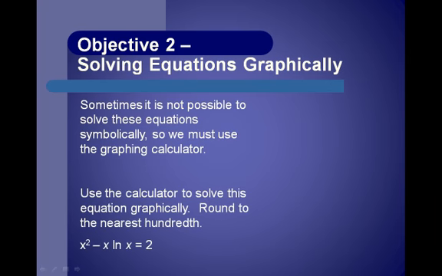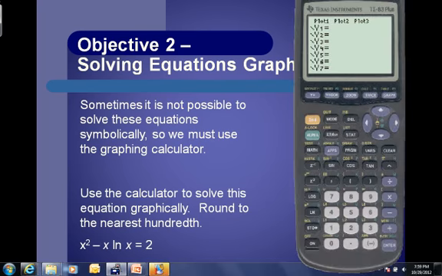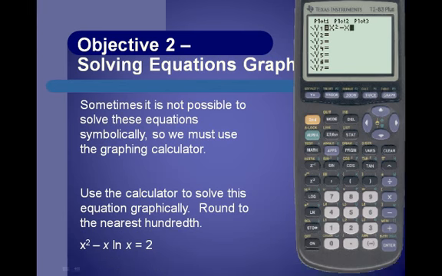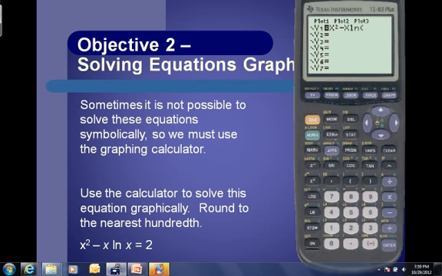Use the calculator to solve this equation graphically. Round to the nearest hundredth. The first equation is the left-hand side, which would be x squared minus x times the natural log of x. Then the right-hand side would just be 2. So there's our x minus x natural log of x.